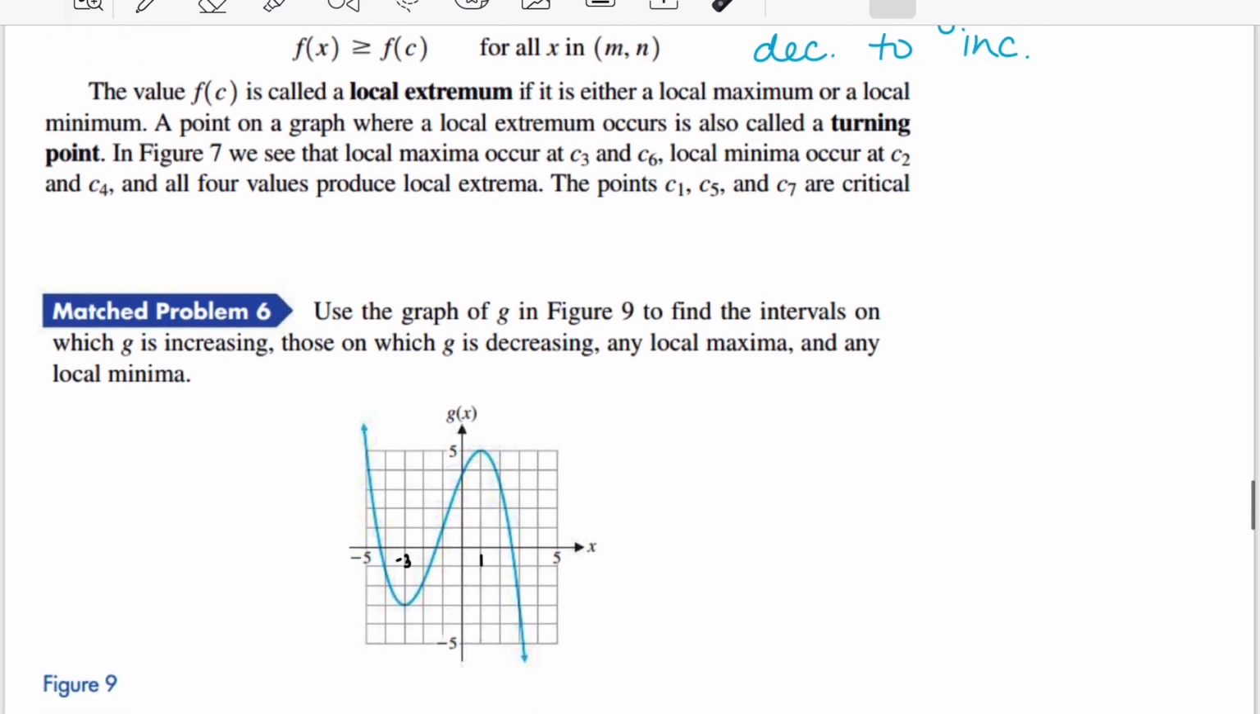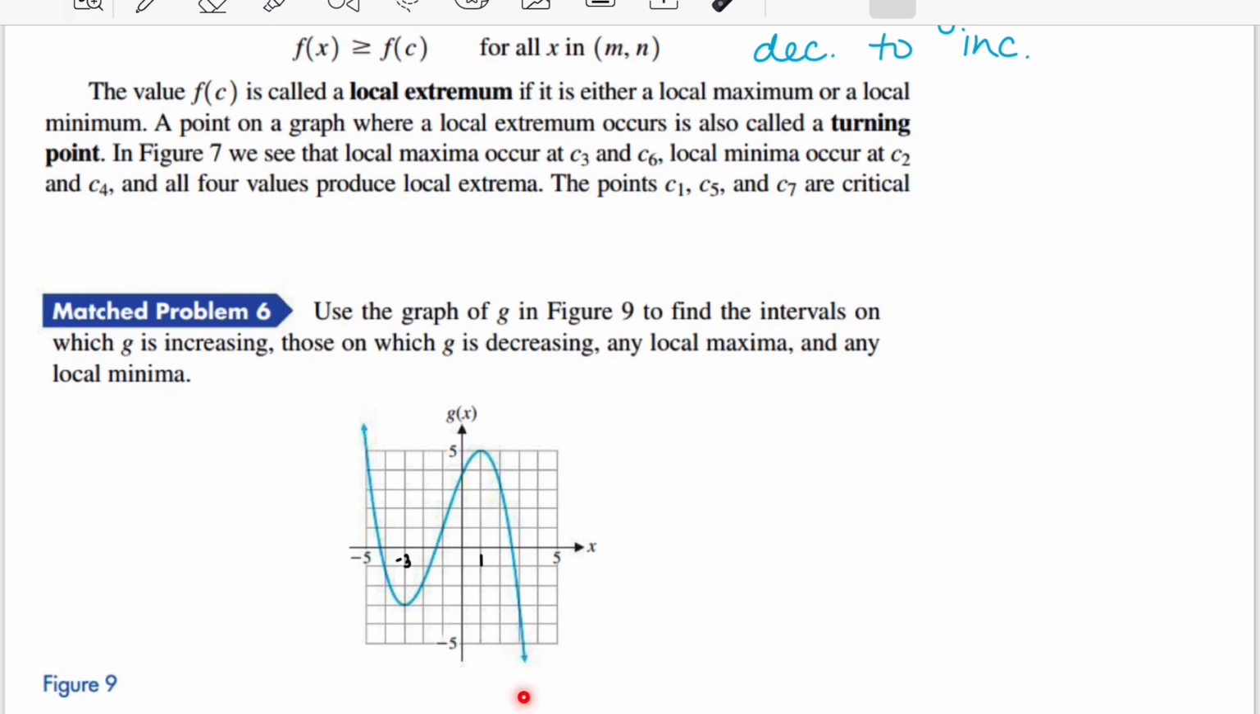All right, so let's look at this example here. We want to use this graph of our function g to find the intervals on which our function is increasing, decreasing, and any local extrema. Right off the bat, we can see from infinity all the way up to this point, -3, our function is decreasing. Then from -3 to 1, we see that our function is increasing. All of these f of x values are getting bigger and bigger as we go from left to right.